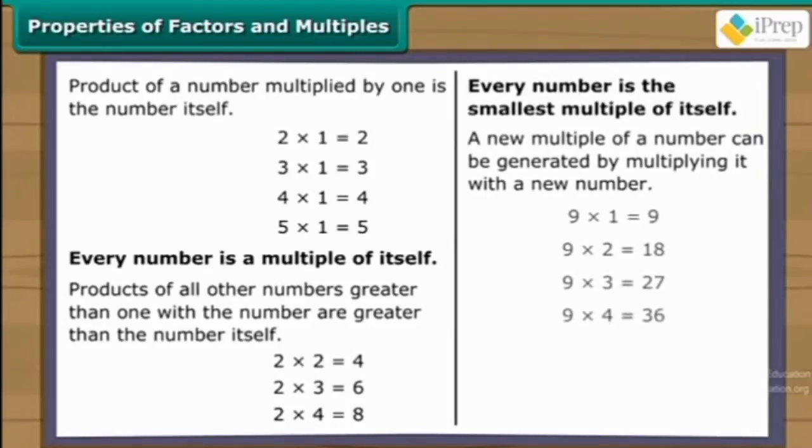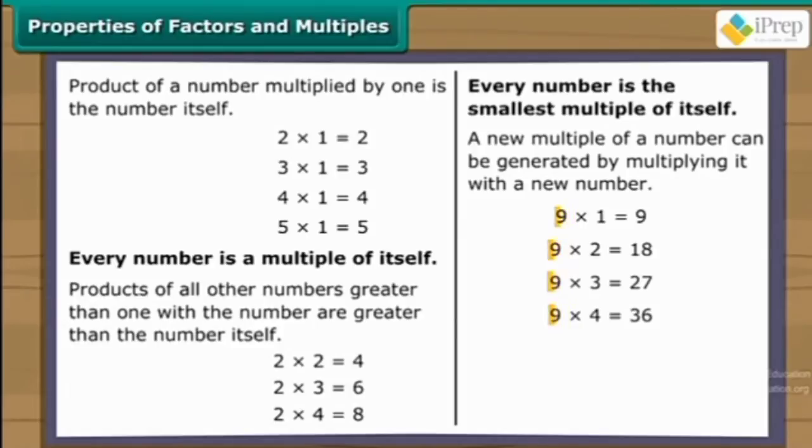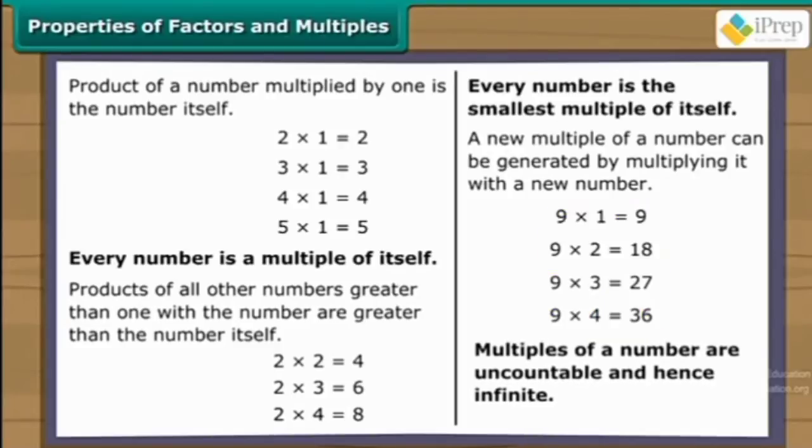A new multiple of a number can be generated by multiplying it with a new number. For example, 9 into 1 is equal to 9, 9 into 2 is equal to 18, 9 into 3 is equal to 27, 9 into 4 is equal to 36 and so on. Therefore, multiples of a number are uncountable and hence infinite. Classification of numbers. Numbers can be classified as prime, composite, even and odd. Let us look at them one by one.